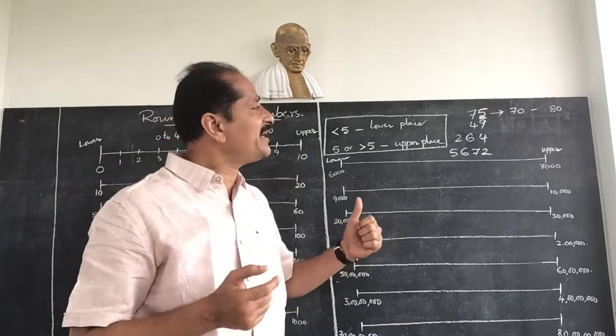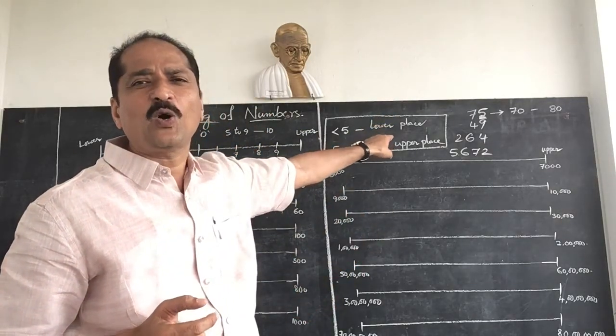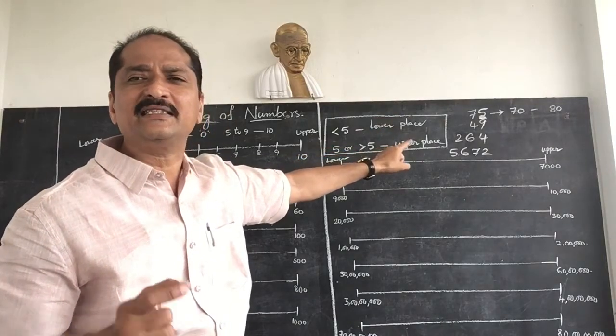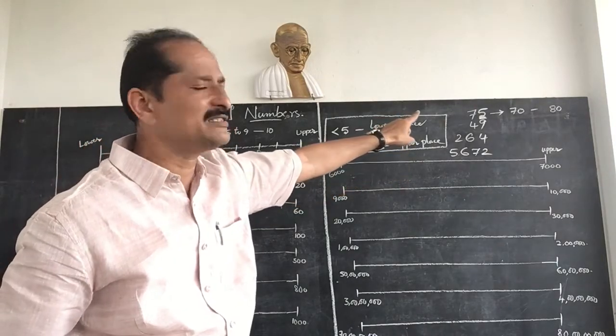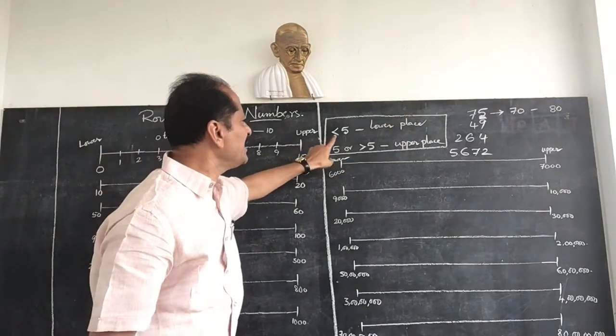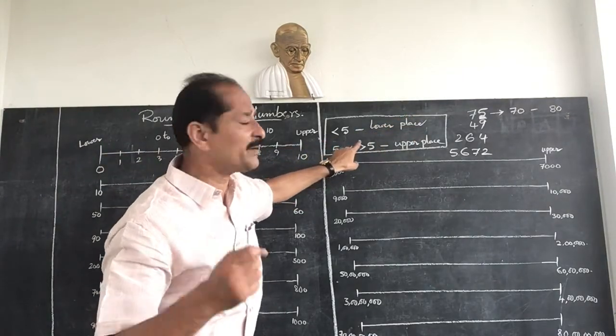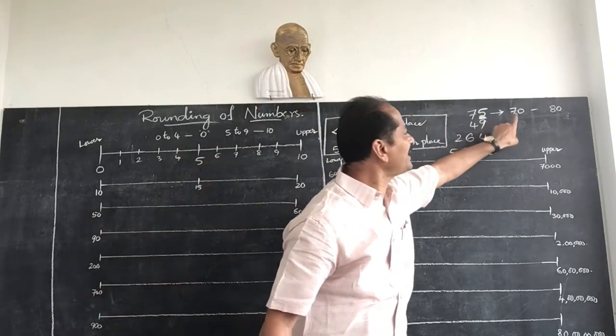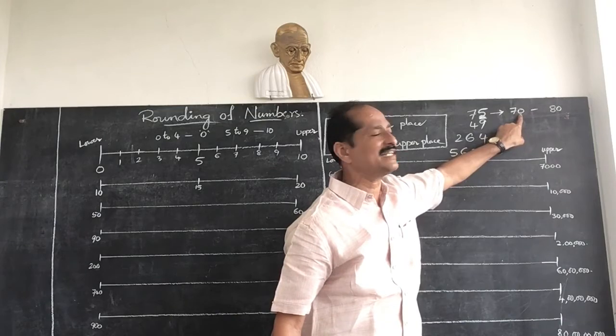So where should we check? The lower than tens place. The next lower than tens place is ones place. The digit in ones place is 5. So what I am telling is, if the digit in the next lower place is less than 5, we should round to the lower 10, that is 70.